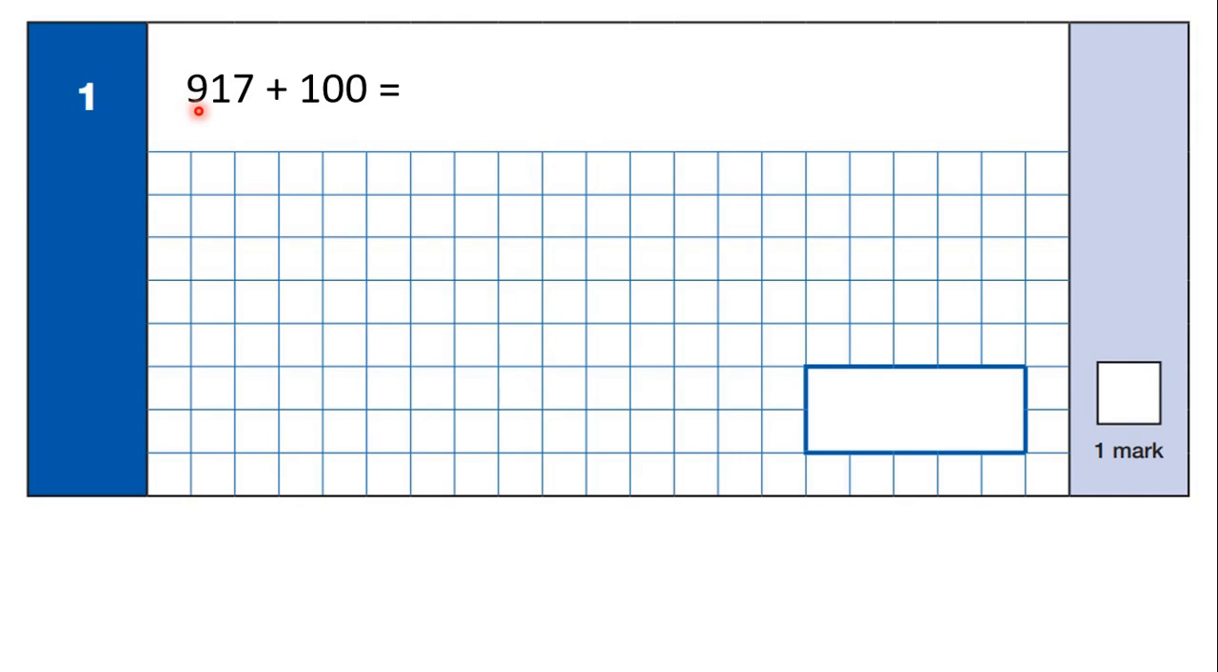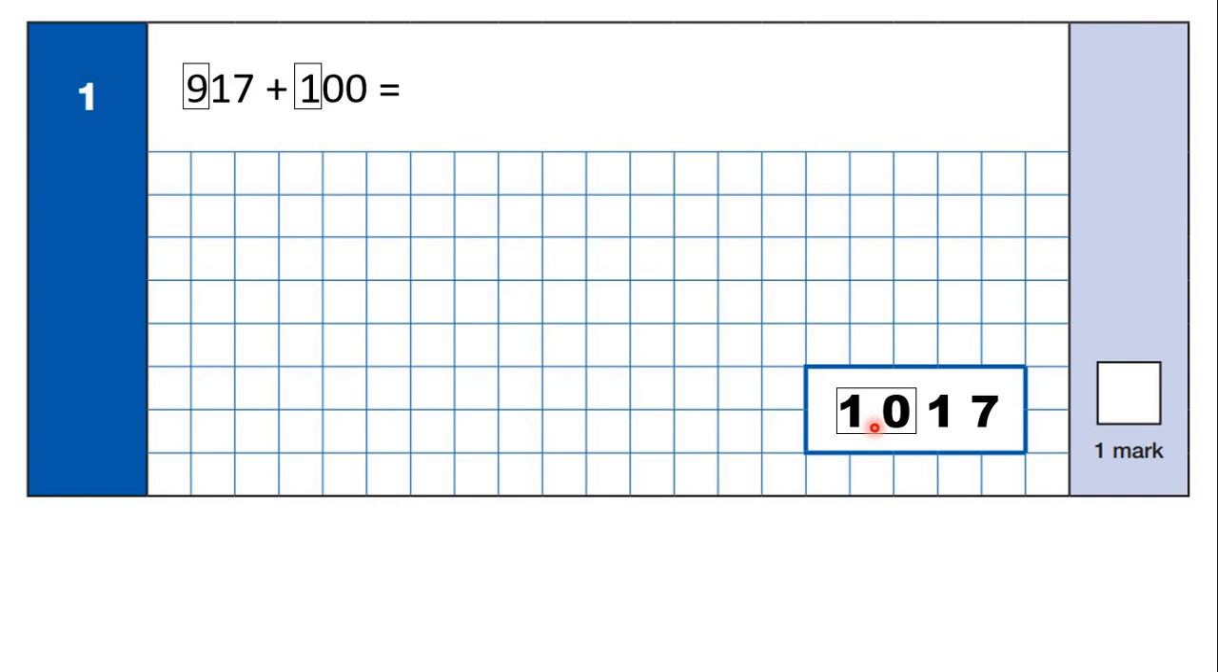Question 1. 917 plus 100. So we have 900s, we're adding 100, so in our answer we'll have 10 hundreds, which is the same as 1000 and 0 hundreds. And of course, the 17 stays the same because we aren't adding any tens or units. So our answer is 1017.